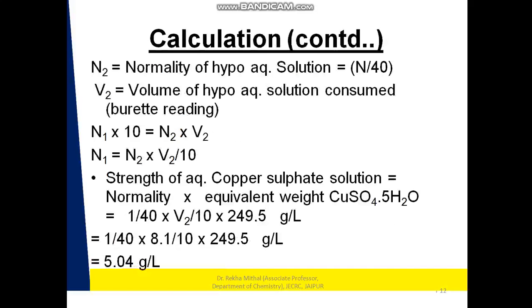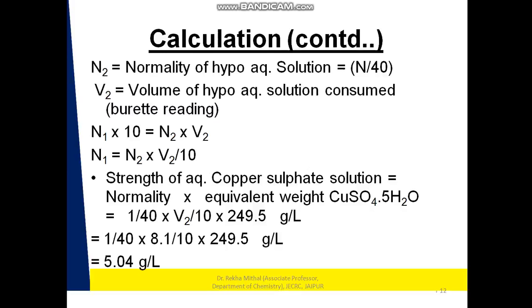Now N1 into 10 is equal to N2 into V2. We have to find out the normality of copper sulfate solution. So N1 is the normality of copper sulfate solution. So N1 equals N2 into V2 upon 10. N2 is what? N by 40, that is 1 by 40. So 1 by 40 into V2 upon 10 into 249.5.